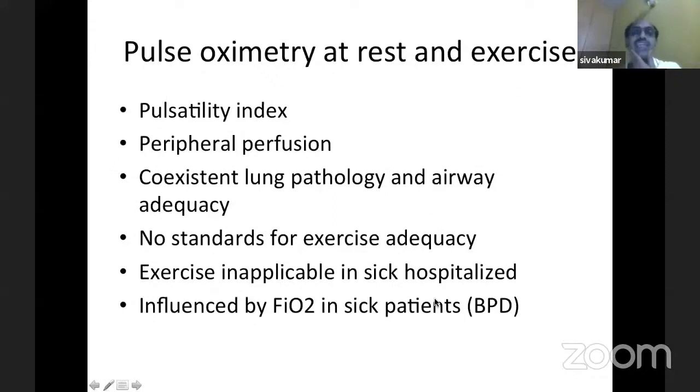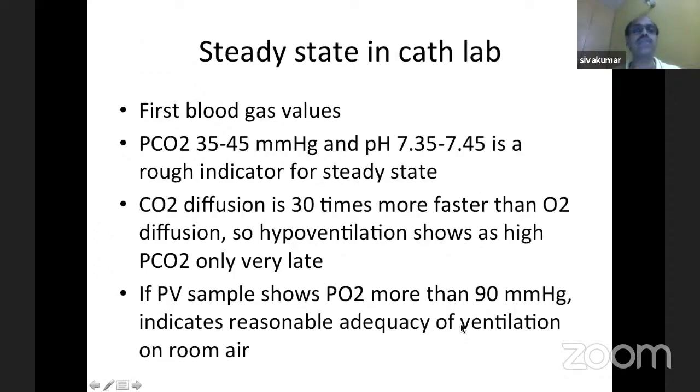Pulse oximetry at rest, it depends on what is called pulsatility index. If the peripheral perfusion is poor, the pulse oximetry may not detect very correctly, and a coexistent lung pathology or an airway obstruction can produce hypoxia. That does not mean the child is inoperable. Even though we use exercise oximetry, there is no standard that is given for what is an adequate exercise. And exercise testing is inapplicable for a sick hospitalized bronchopneumonia patient who is having saturation of 85%. And it is influenced by the amount of FiO2 in very sick patients.